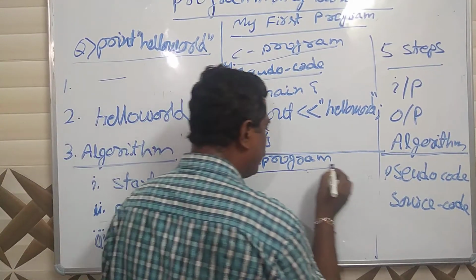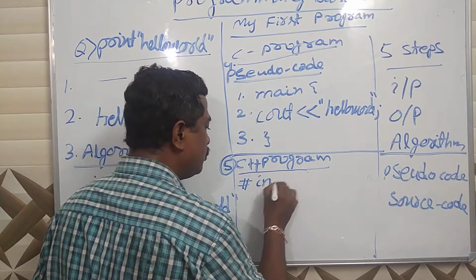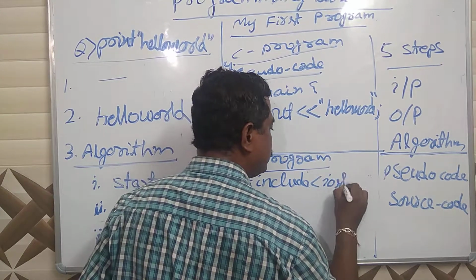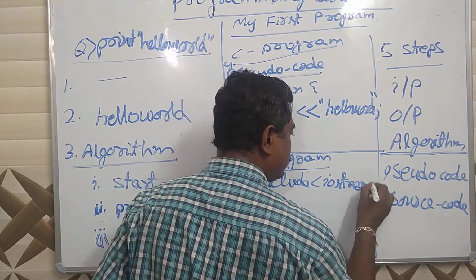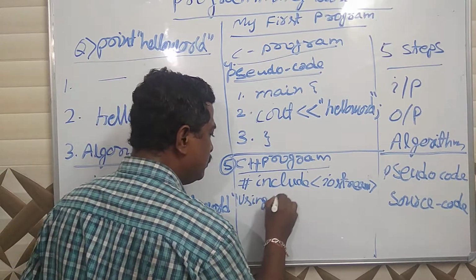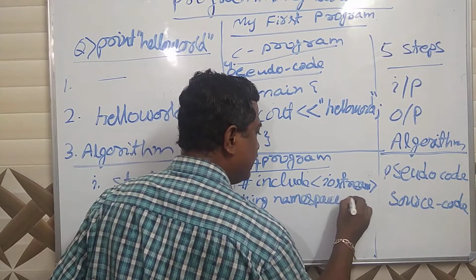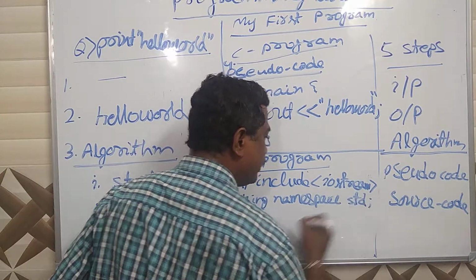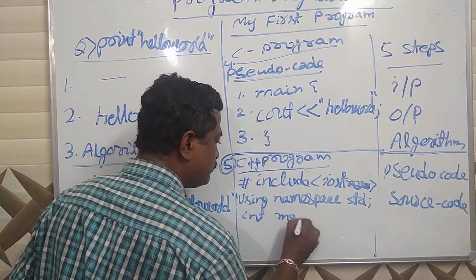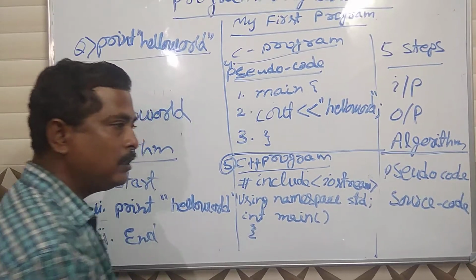Now when you are coming to the C++ program, when you are writing the exact code in C++, the format is hash include iostream, using namespace std semicolon, int main or void main, whatever you wish. Int main. Okay, now start the code.